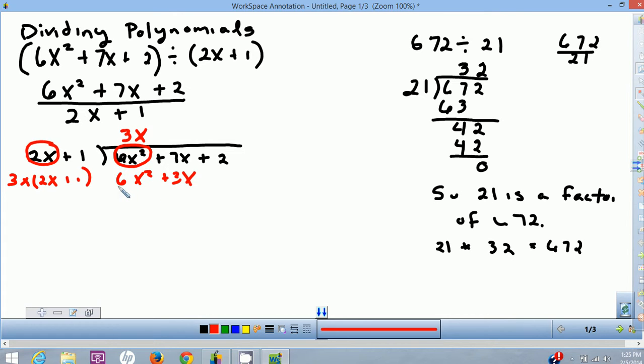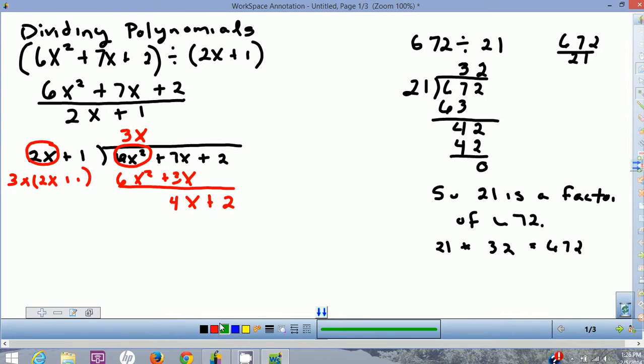And then what did I do next? In my problem over here, I did 3 times 21, got 63, drew my line, and then I subtracted. I'm going to do the same thing here. 6x squared minus 6x squared is 0. 7x minus 3x is 4x, and then I bring down my 2. Well, there's my first step. Just like 21 into 67 went 3 times, 3 times 21 is 63, and I brought down my remainder. Well, what about the next step?